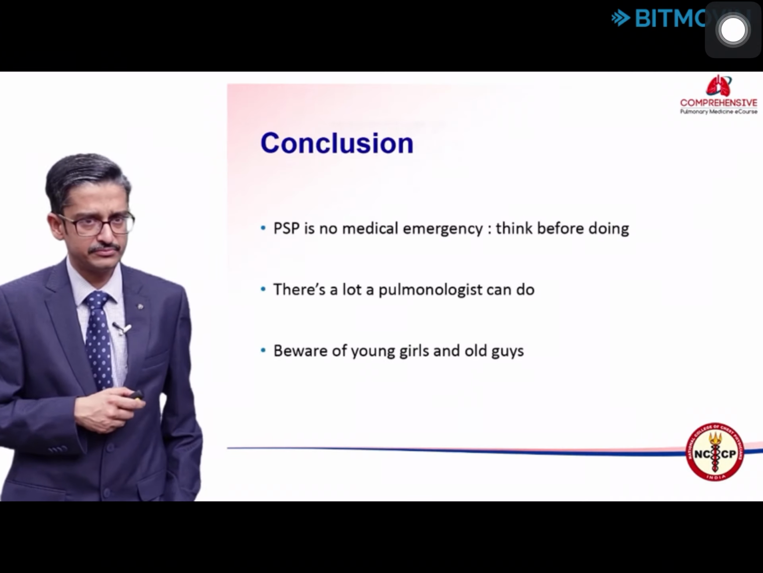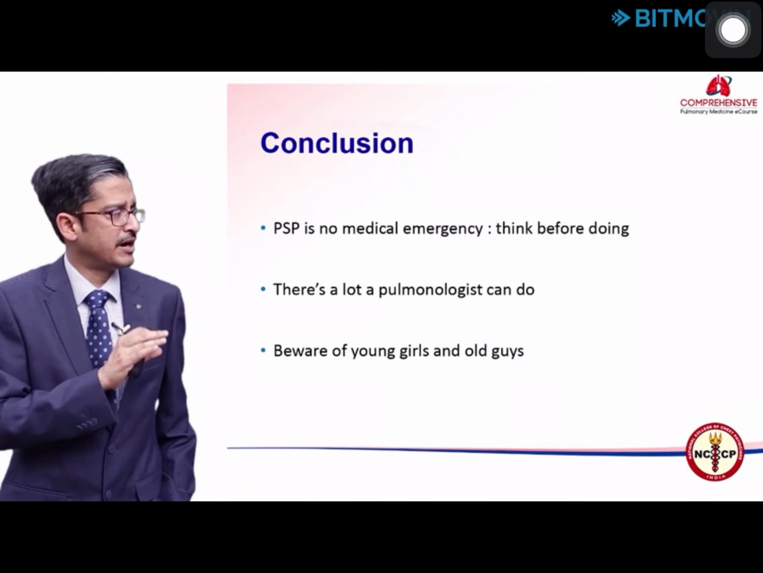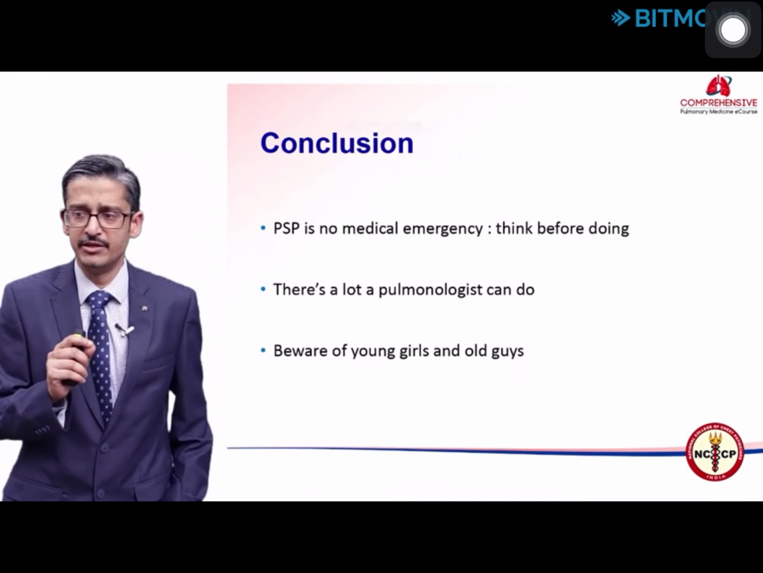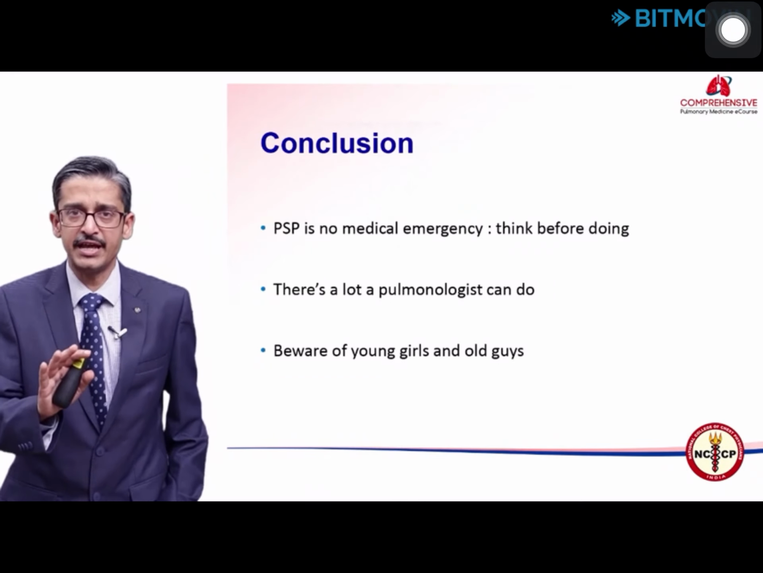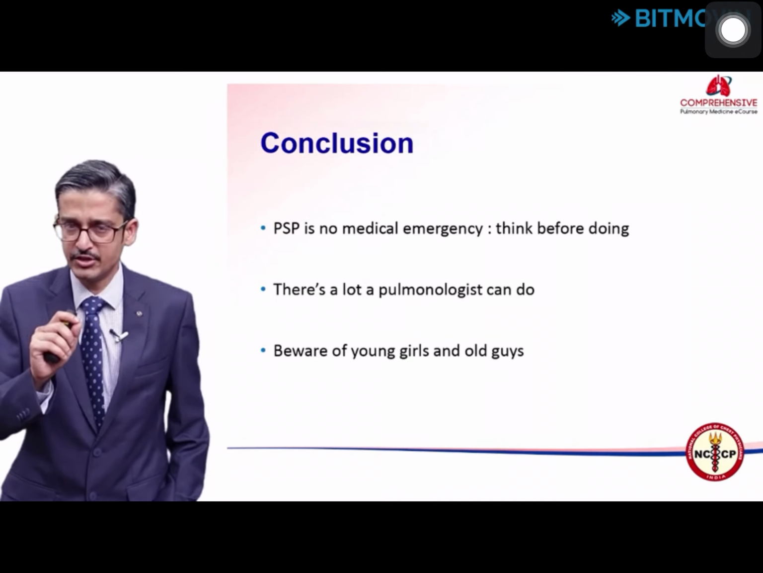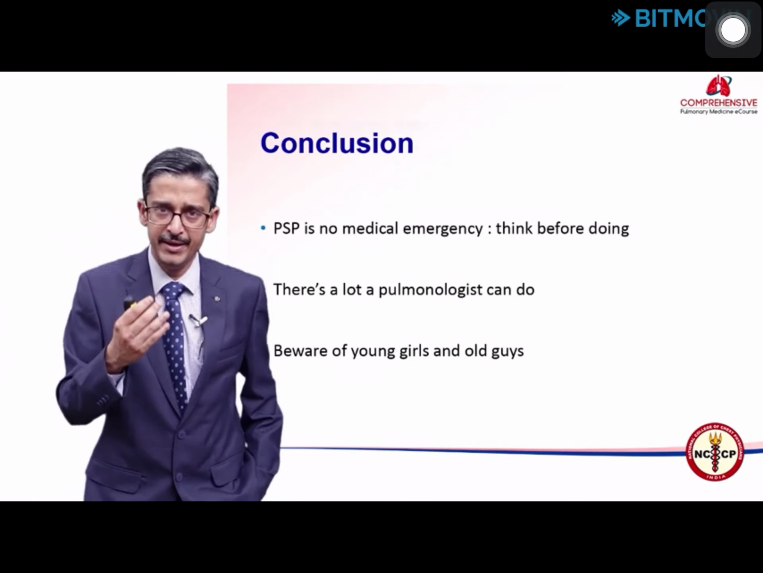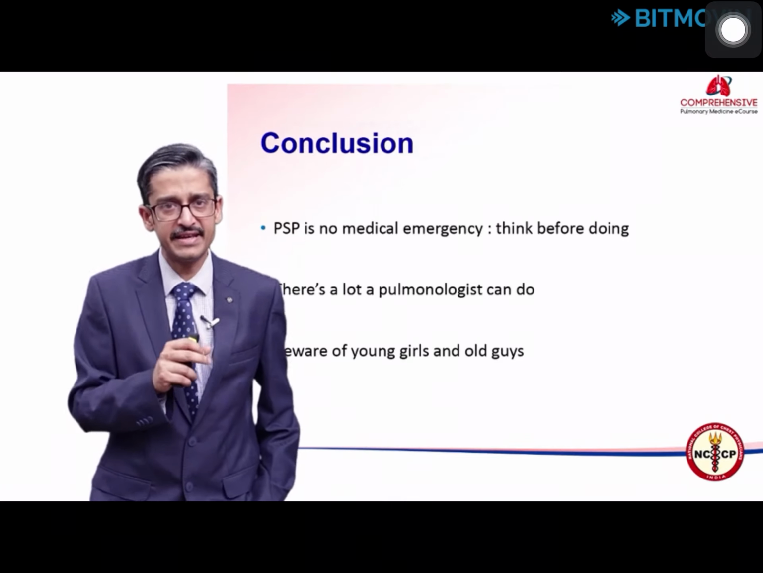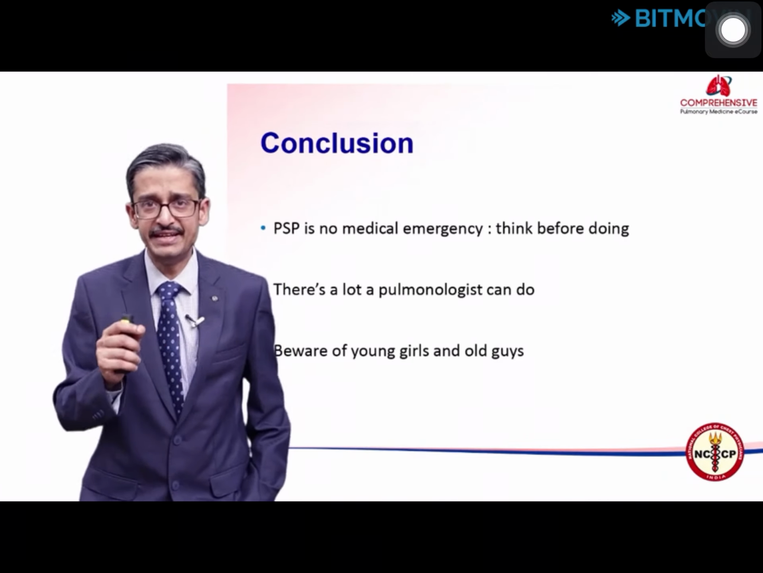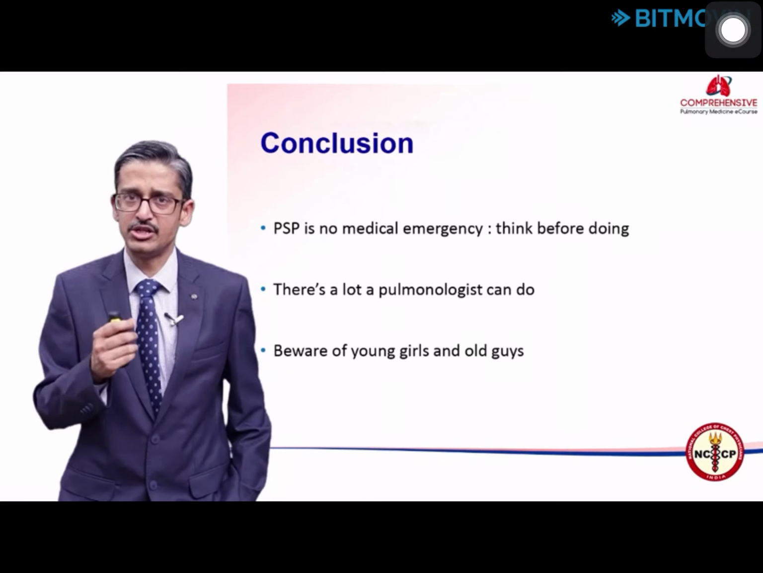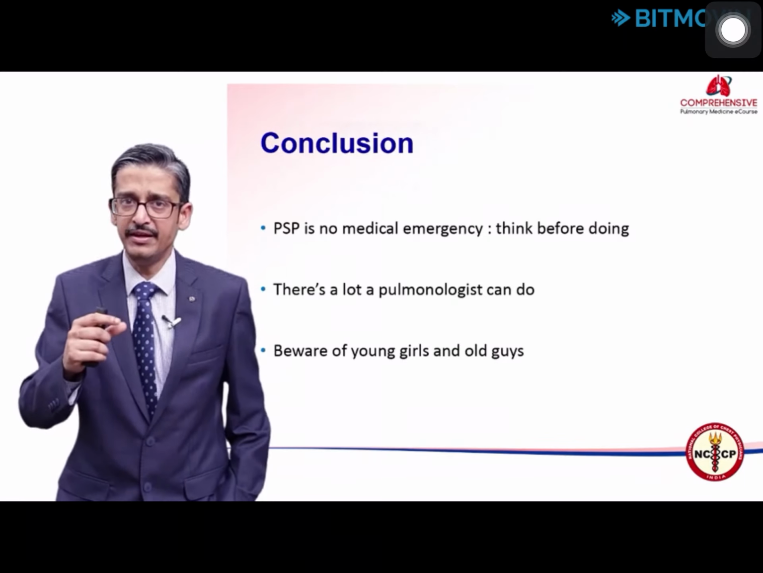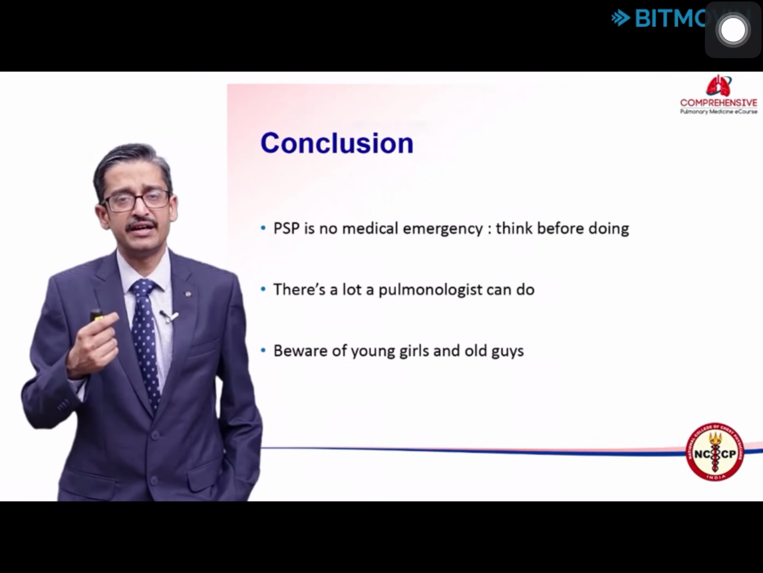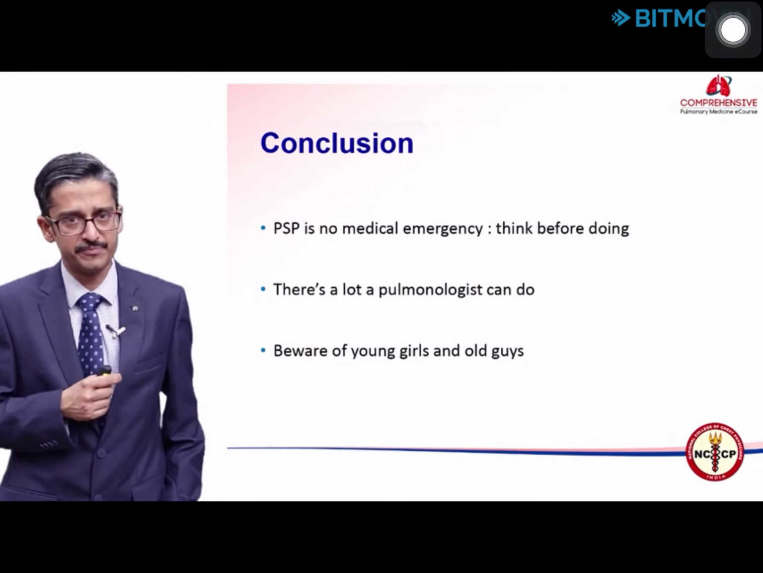So in conclusion, for this part, we say that primary spontaneous pneumothorax is not a medical emergency. Spend some time thinking between the three options available to you, namely waiting and watching, so conservative treatment. Second, putting in a needle and aspirating and sending the patient home. And third, maybe in a small minority of patients, you would have to put in a chest drain of some description.